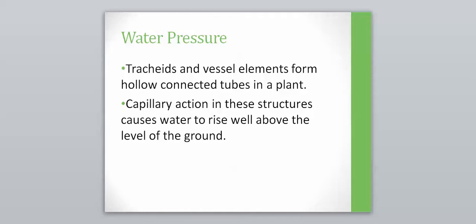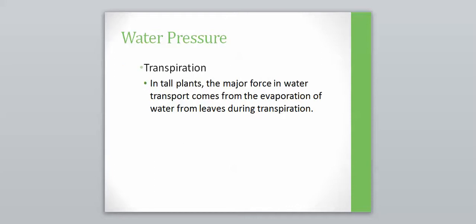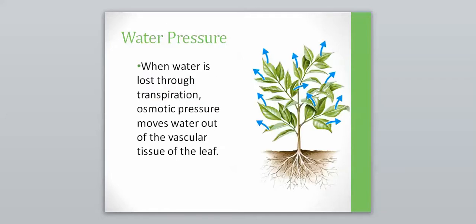We have capillary action. Our next is transpiration. In tall plants, the major force in water transport comes from the evaporation of water from leaves during transpiration. So I think we mentioned before that in order for water to move up, we have to lose it in some places. So when water is lost through transpiration, osmotic pressure, remember osmosis is water moving from an area of high concentration to an area of low concentration, moves water out of the vascular tissue of the leaf.